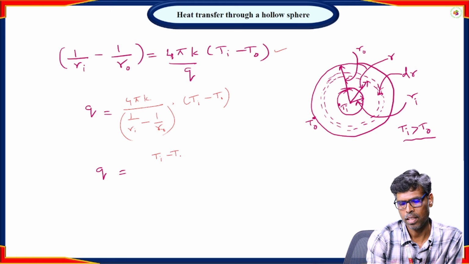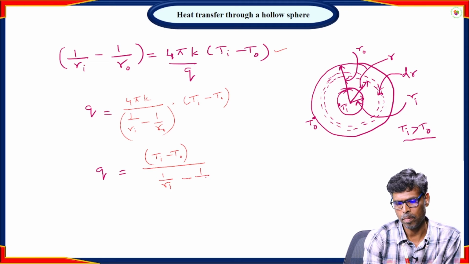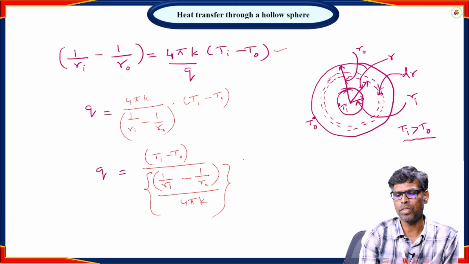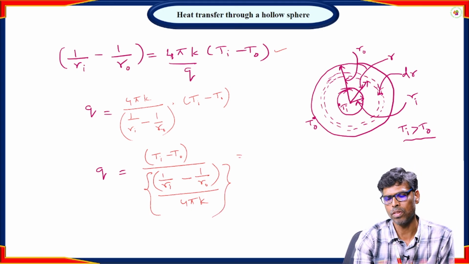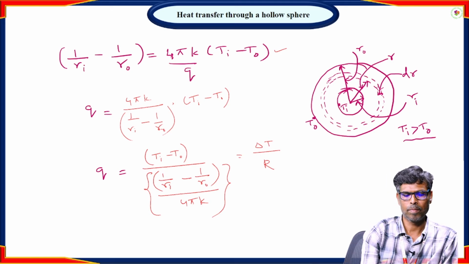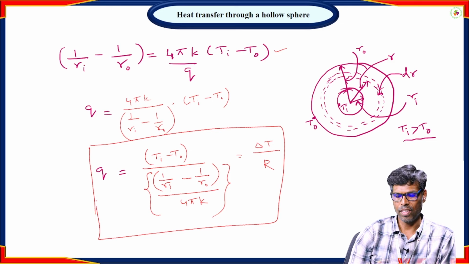q is equal to Ti minus To divided by 1 by Ri minus 1 by Ro divided by 4 pi K. This is the temperature difference, which is the driving force, delta T divided by the thermal resistance for heat transfer through a hollow sphere. This is the final derived equation.